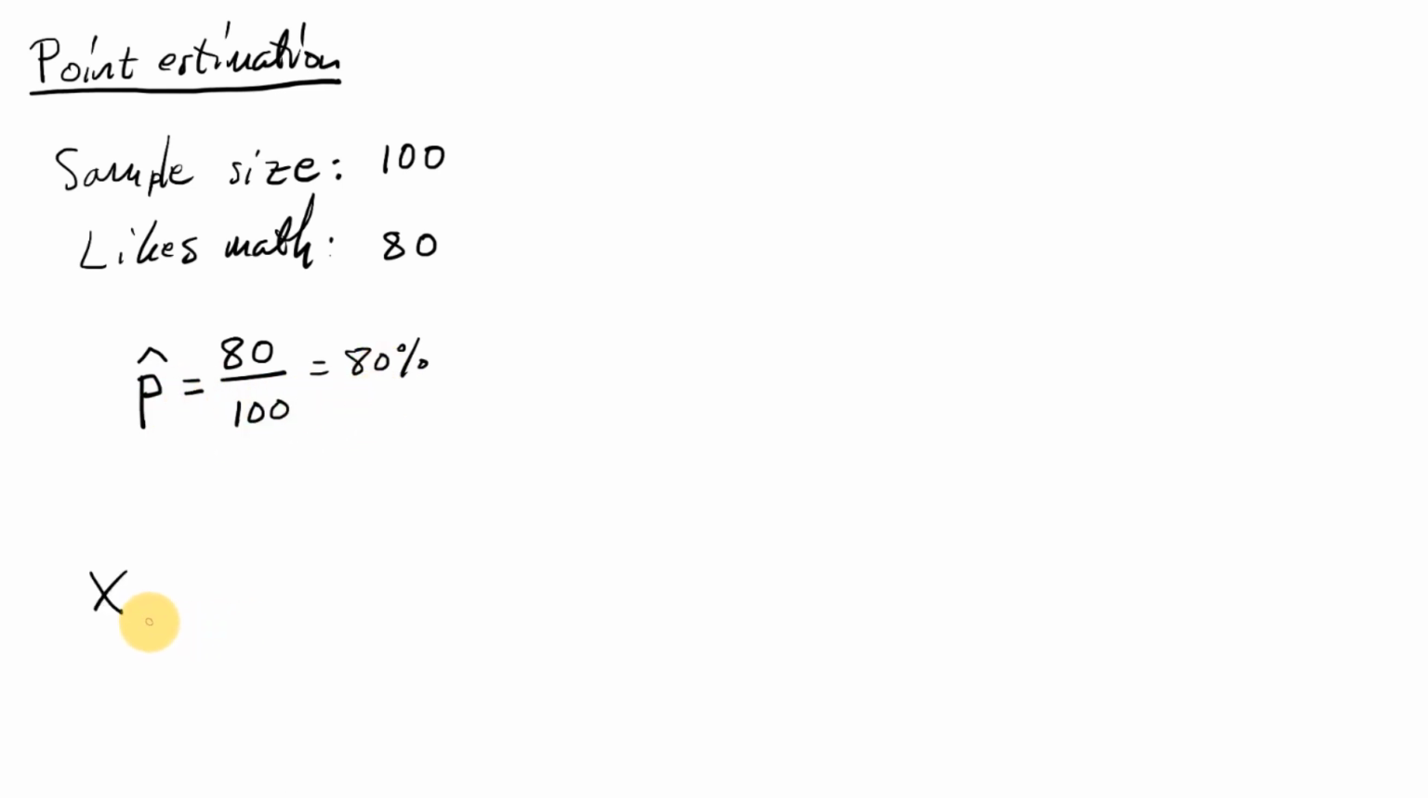More generally, let x be the number of objects in a sample that has a specific property, where the sample size is n. Then an estimate of the proportion of the population that has this property is x divided by n. So this is the point estimate of the proportion p.